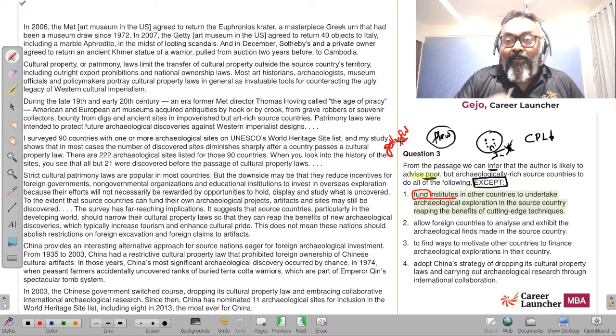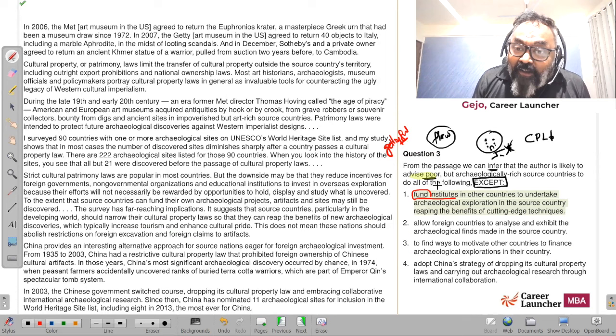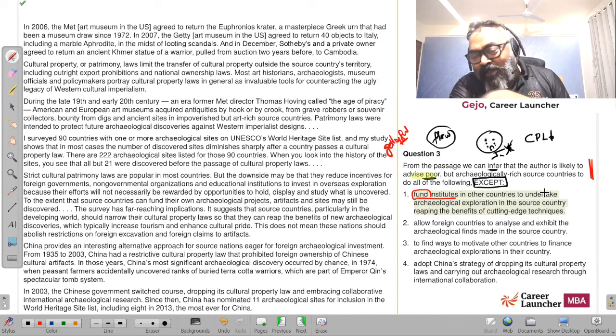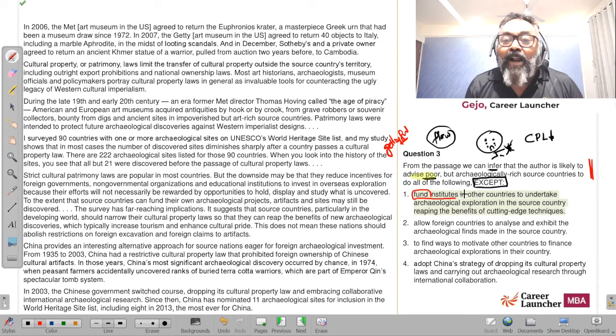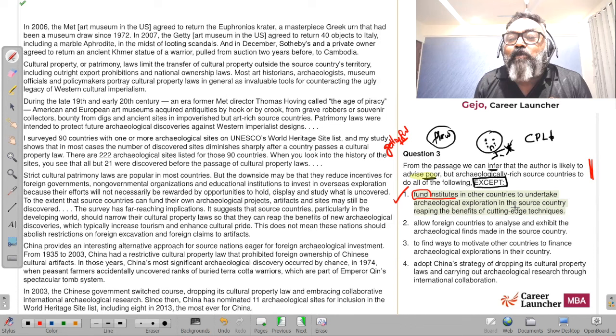Some people read these questions very fast, and the question setter knows that people are going to read that fast. So the question setter is trying to trap all the lazy readers, the quick ones who want to do things fast. Obviously, this is clearly the problem. That'll be the answer: fund institutes in other countries to undertake archaeological exploration in the source country.